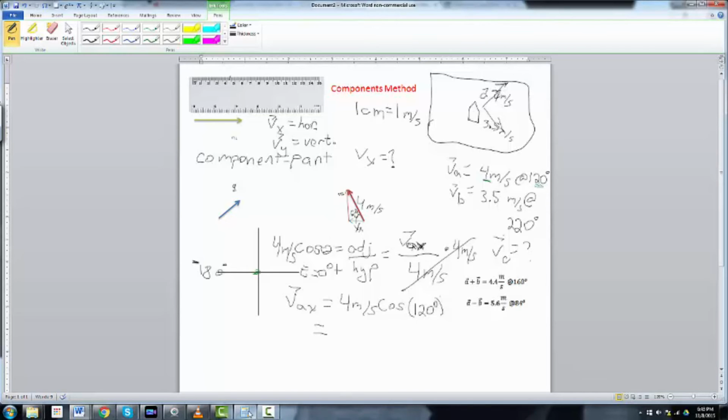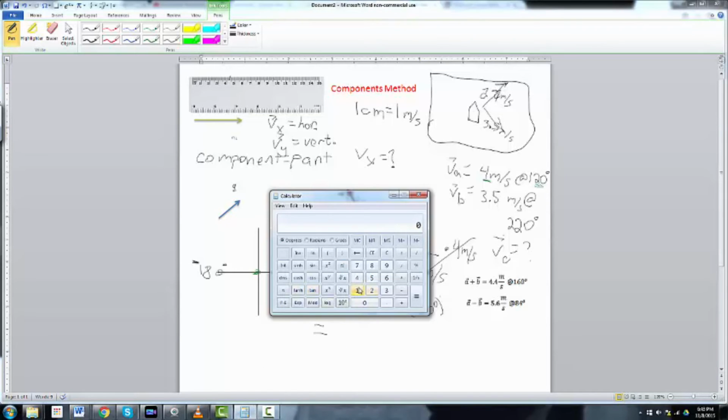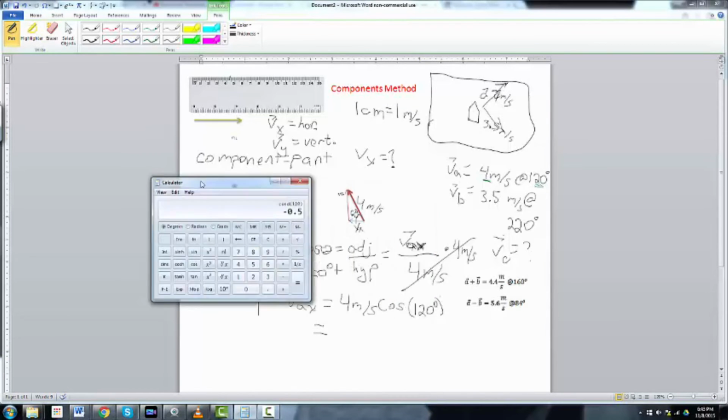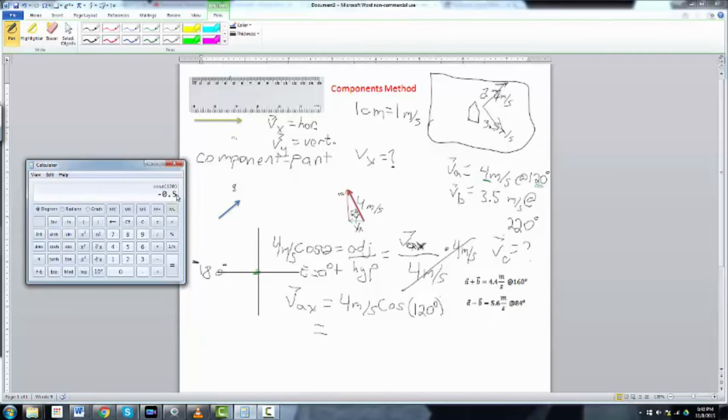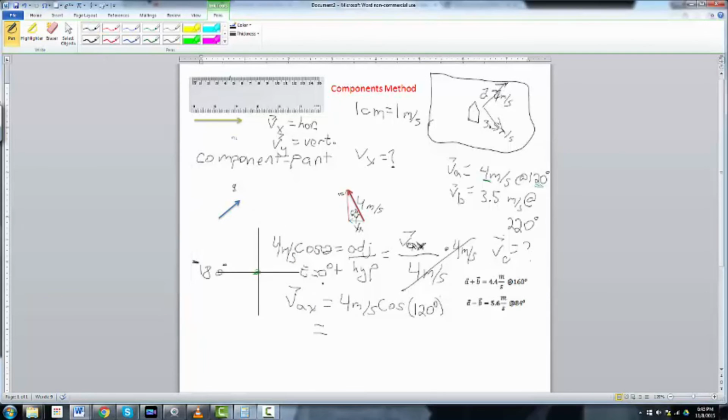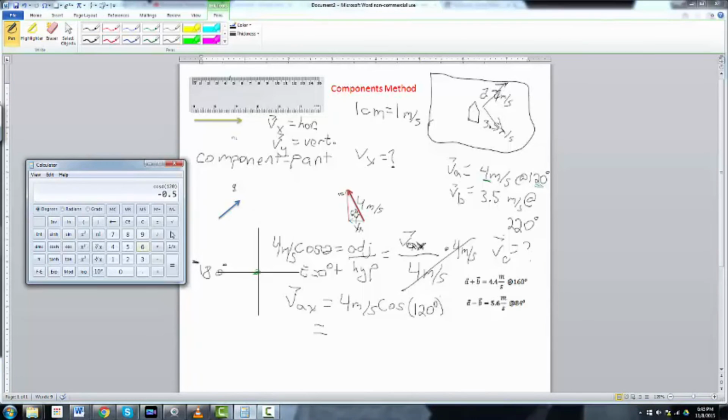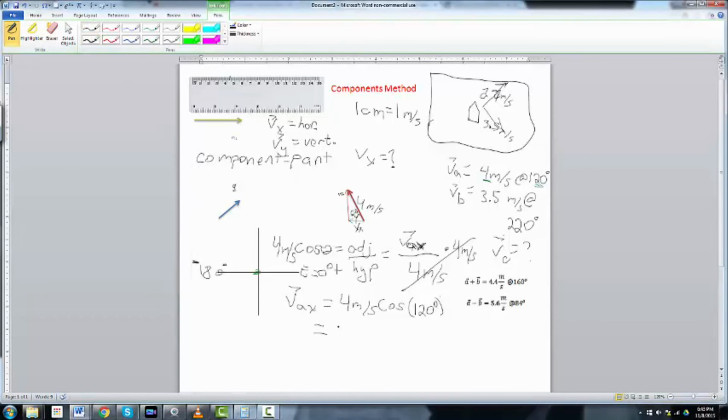So let's check that out. I pull out my calculator and say, okay, let's use the whole angle. 120 degrees to the cosine is, ooh, look at this, it is negative 0.5. That's just cosine, so let's multiply that by 4. And I get negative 2. So that means negative 2 meters per second. That's my VAX. And if you look at that, that makes sense. It's moving 2 meters per second in the x direction. It's moving west. So that makes sense for VAX.